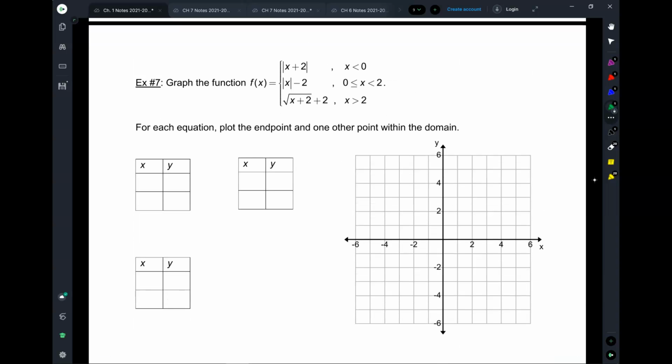So for this one, go ahead and put in the partitions for me.